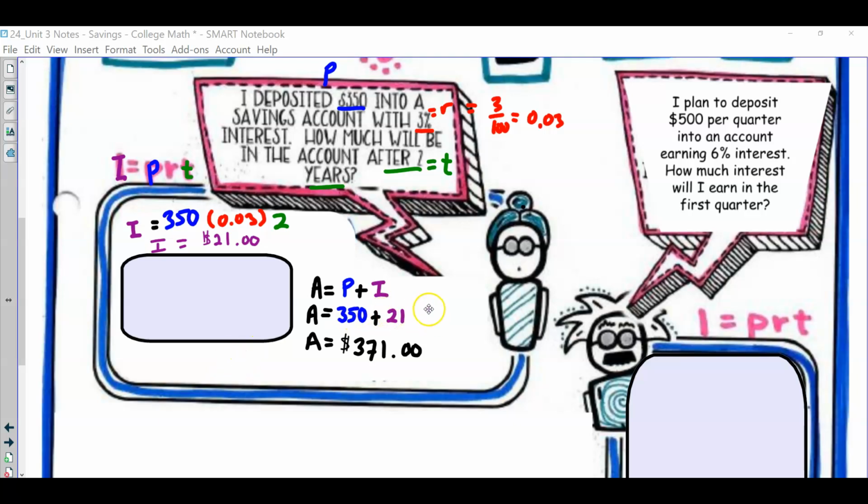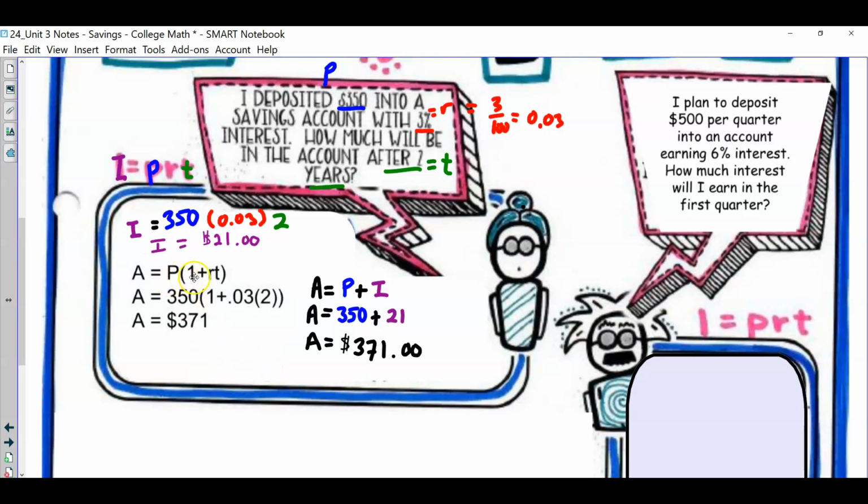Okay, so the other equation that I gave to you does this for us all together. So instead of doing this in 2 steps, you could use the A equation where it says P times 1 plus R times T. That's what this equation does for us. So if you notice the 350, that's going to be your principal.